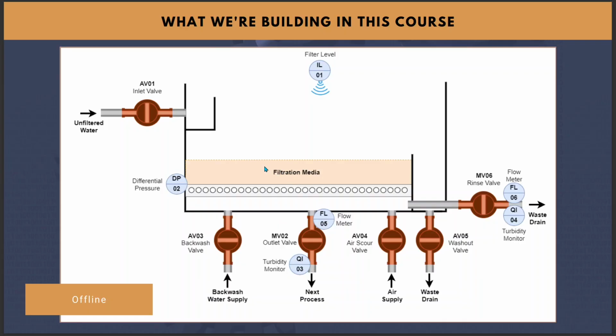We then also have some instrumentation, so our filter level up here, a differential pressure, which is detecting the blocking of the filtration media. We have a turbidity monitor on the outlet valve, and we also have a flow meter on the outlet valve, and we have a turbidity monitor on the waste drain, and also a flow meter on the waste drain. And together, all of these assets come together to create the control procedure for this sand filter.